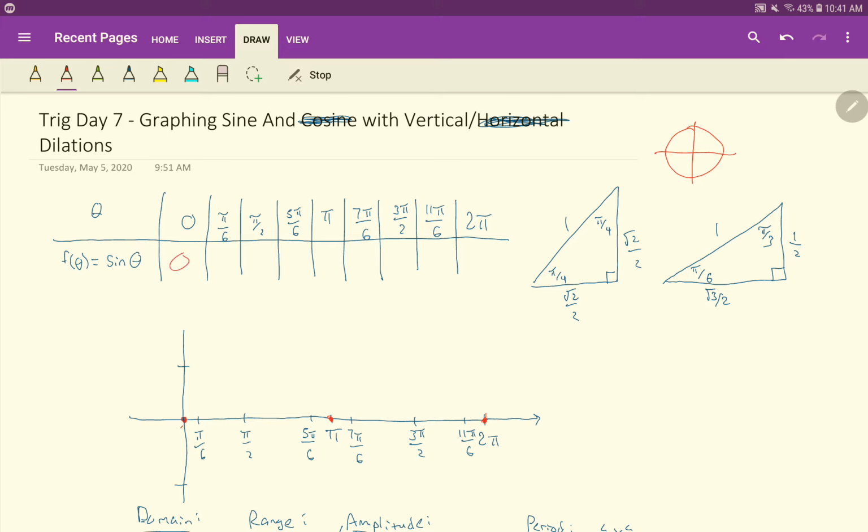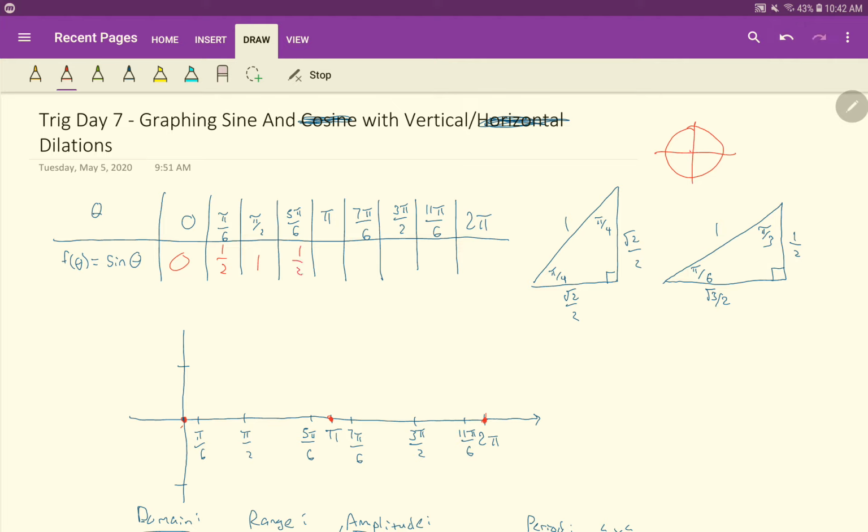At pi over 6, well, sine of pi over 6, there is pi over 6. Sine, remember, is opposite over hypotenuse, so it's 1/2 over 1, or just 1/2. Pi over 2 also is not on our reference triangles. I mean, it is, but we can't really use them. Pi over 2 is right here. The y-coordinate there is 1. Now 5 pi over 6. This one is not on one of our special right triangles, but the reference angle pi over 6 is, so we're going to use that. So sine of pi over 6 is 1/2 over 1, which is 1/2.